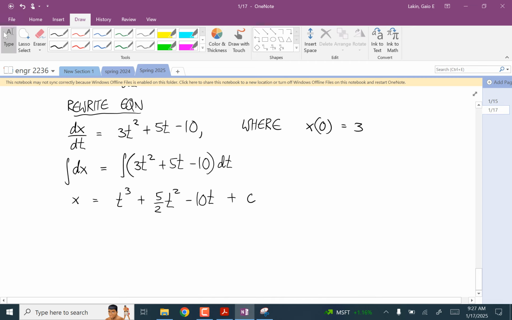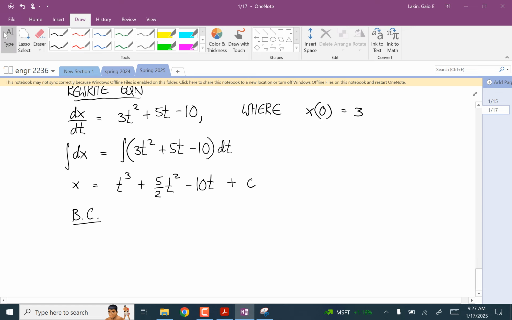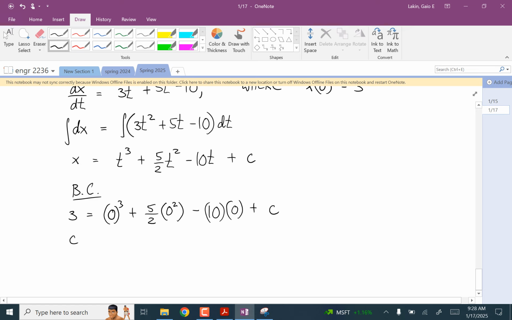Now what do we need to do? Boundary condition, yep. So use the boundary condition. It says that when t is equal to 0, x is equal to 3. So I'll set this up as 3 is equal to 0 cubed plus 5 halves times 0 squared minus 10 times 0 plus c. And so c is equal to 3.